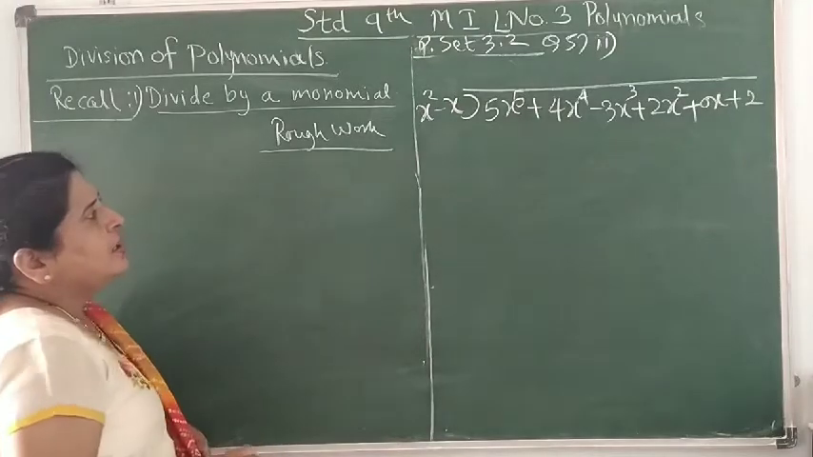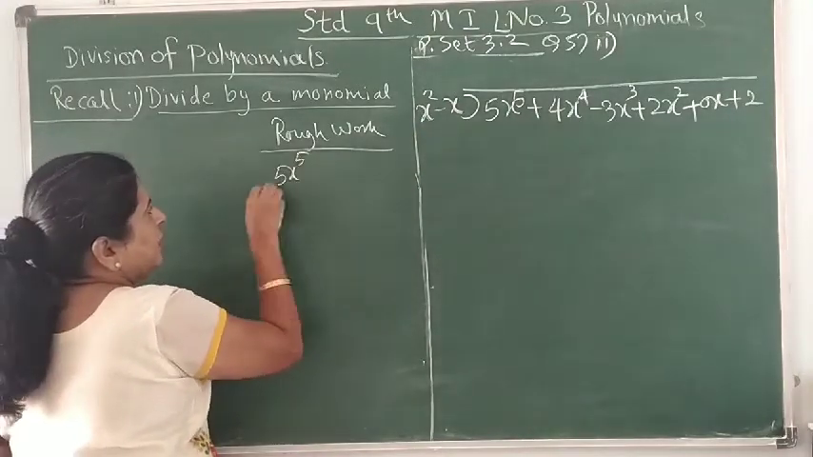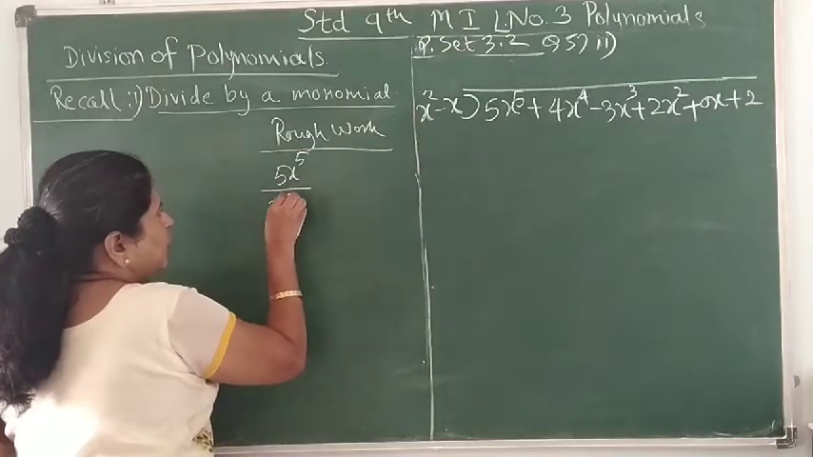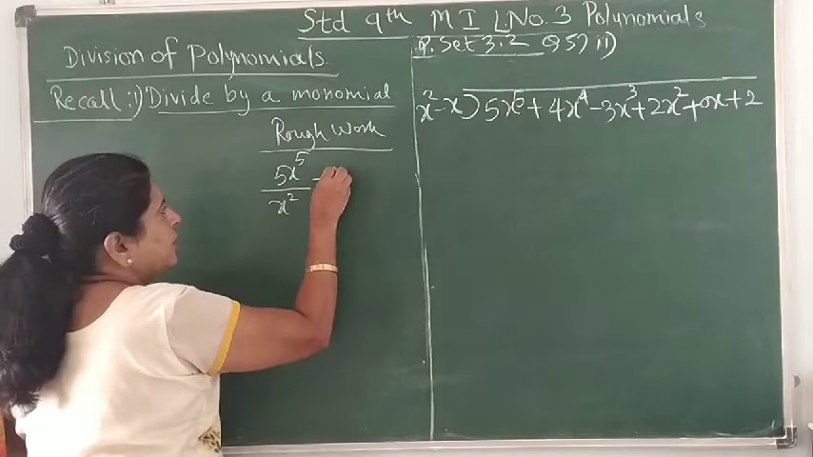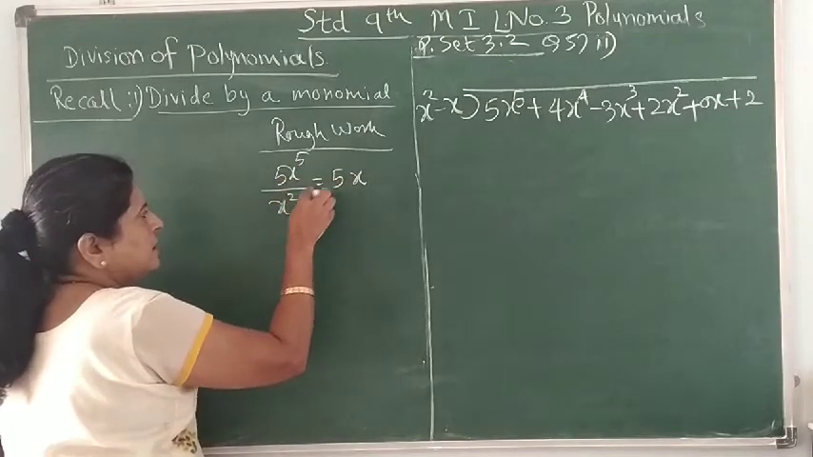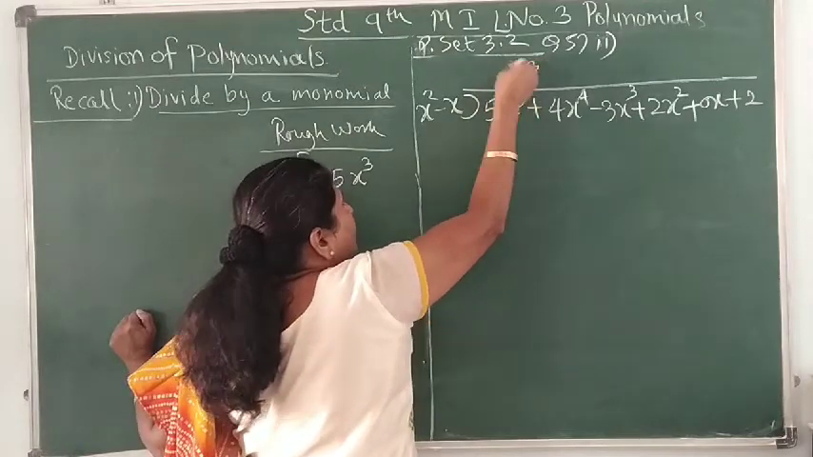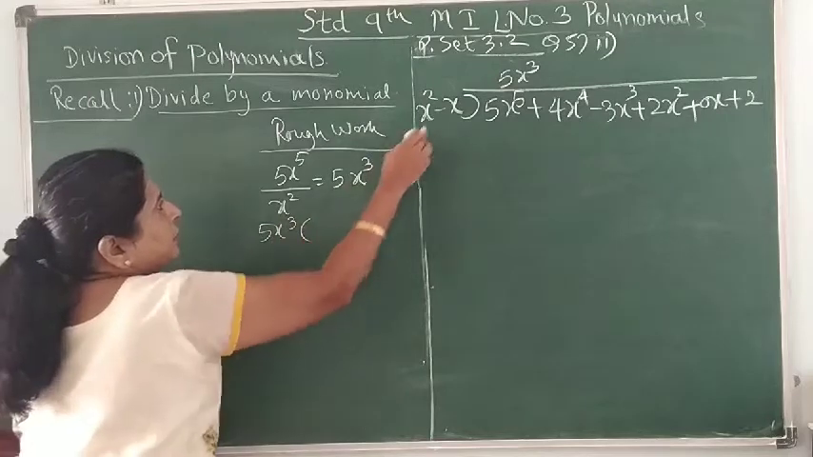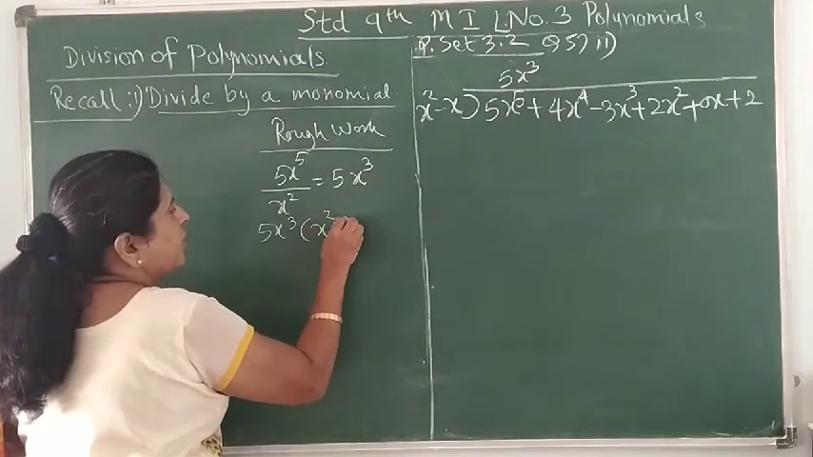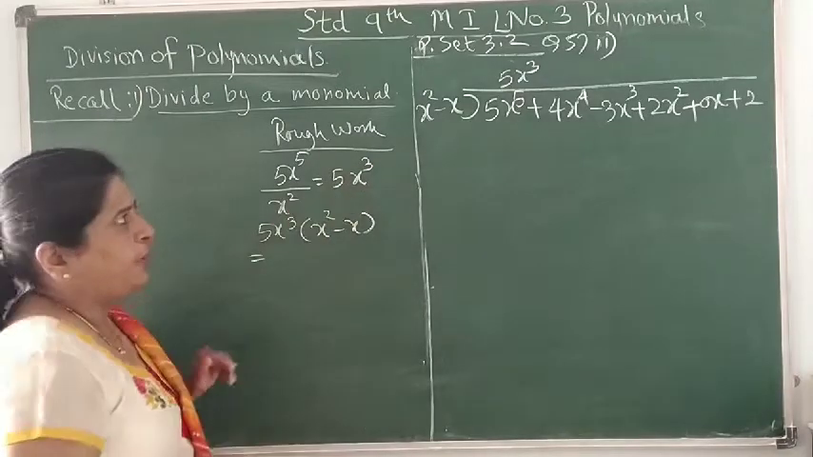That's okay. Now, this is the 5x raised to 5. 5x raised to 5 divided by x square. So, what is your division? You will get 5x raised to 5 minus 2, we will get cube. So, in the quotient, you have to write 5x cube. Now, when you multiply 5x cube with this divisor x square minus x, do it in the rough. It will be easier for you to copy down here.